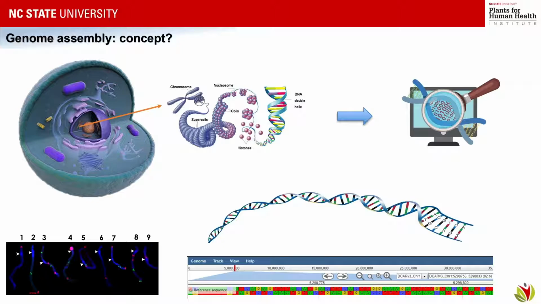Here, as an example, you see nine carrot chromosomes under the microscope, and as I mentioned, what we want is these chromosomes as sequence spaces in our computer genome browser, characterized and annotated.